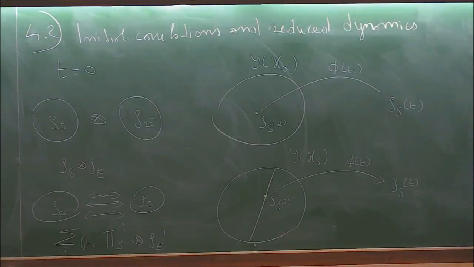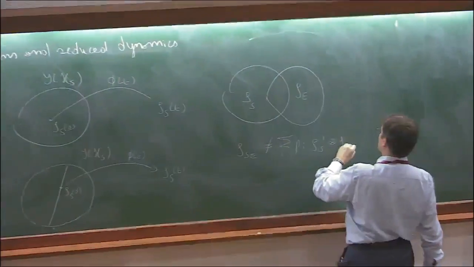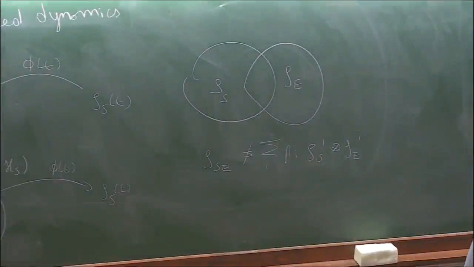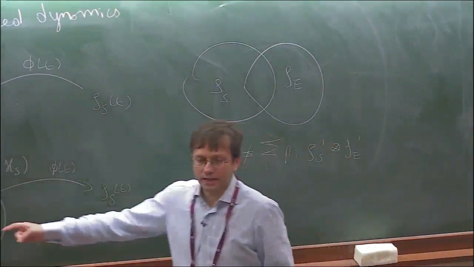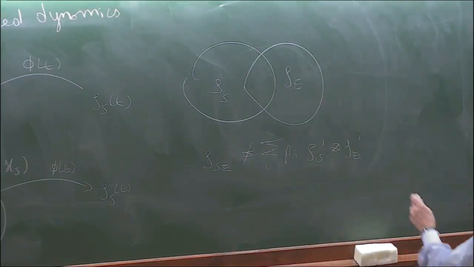Then you have the situation in which the two states are entangled. For lack of better ideas, I denote it like this. So the statement is that rho SE is not of the form sum over i of certain weights, rho S^i tensor product rho E^i. So it's not a convex mixture of factorized states. In this case, there is no way to define such a reduced dynamics, at least to my knowledge, but I'm afraid this will remain so.